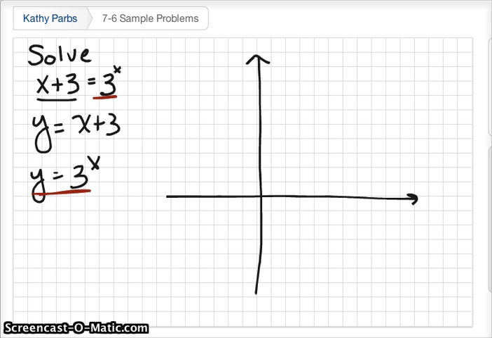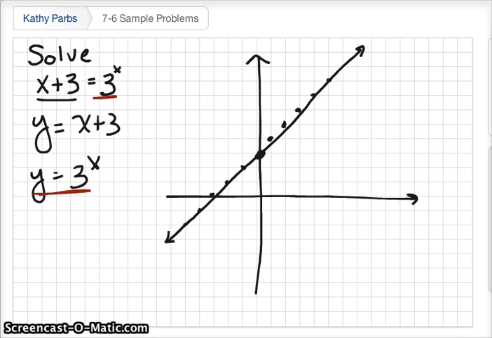And so now when we graph y equals x plus 3, that tells us to start on 3. Our slope is a positive 1, so we'll go up 1 and over 1 for our slope. So here is the linear part of our graph.